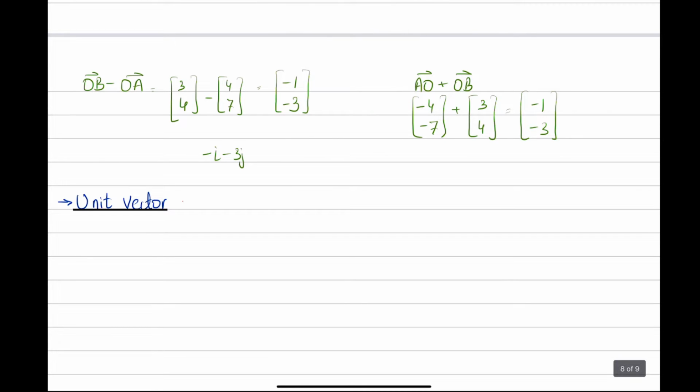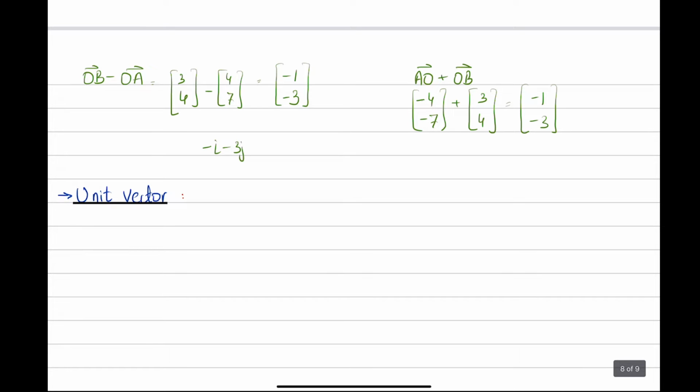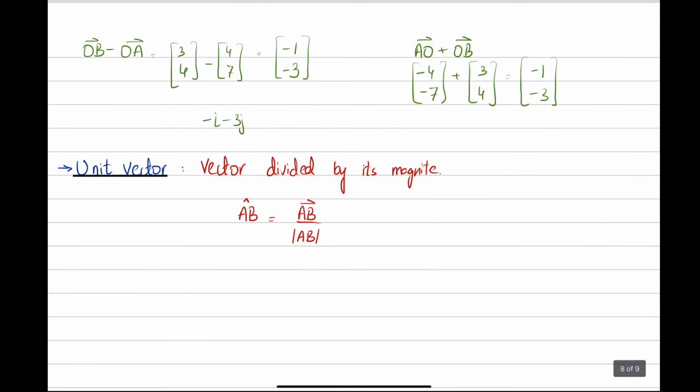By definition, unit vector is basically a vector divided by its magnitude. It's vector divided by its magnitude. If you look at the formula, this is what it looks like. AB, with a little cap on it to show that it's a unit vector, is equal to the vector itself divided by the magnitude of this vector. For example, let's say that you have AB, which is equal to 3I minus 4j, and you're asked to find the unit vector of AB.